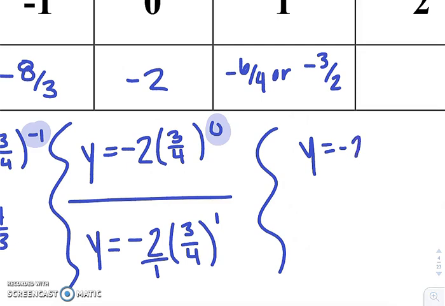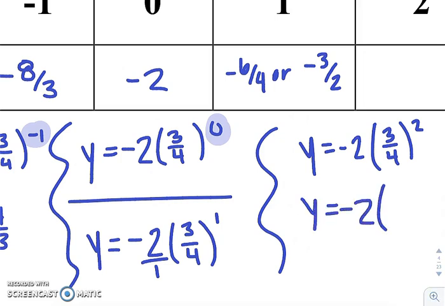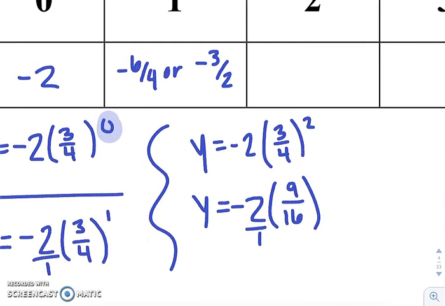And then plug in 2. So we get y equals negative 2 times 3/4 squared. Everything inside there gets squared. So this becomes 9/16. So negative 2, again, if it helps, put that over 1. Negative 2 times 9/16 becomes negative 18/16. Which again, we would reduce that to make it 9/8. You don't need to have it reduced. As long as it's the correct fraction, that's okay.